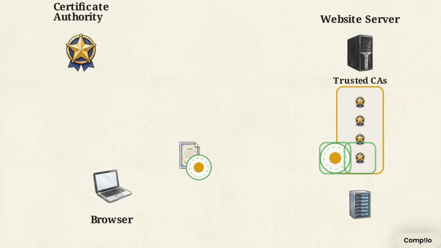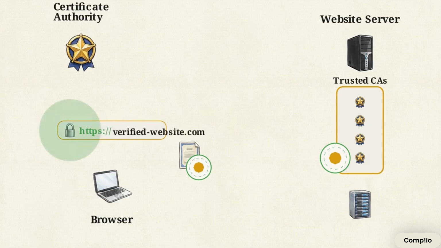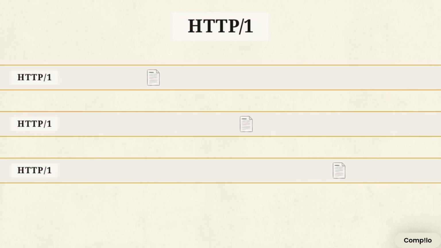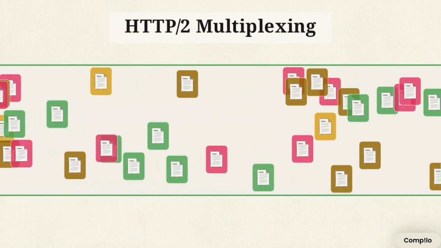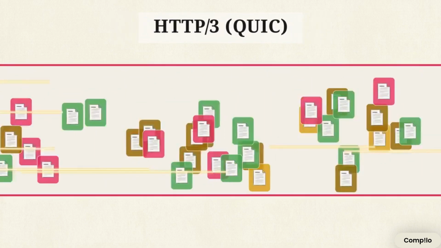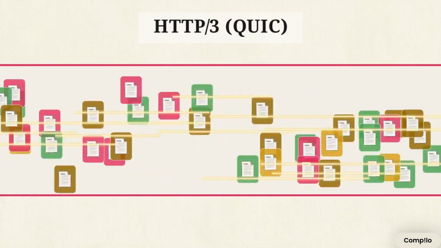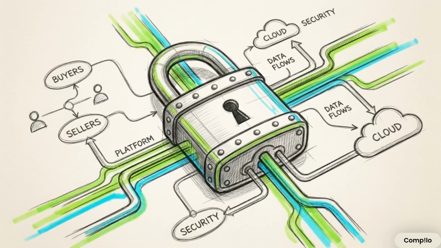A successful match triggers the padlock icon in your address bar, signaling that the connection is both encrypted and verified. Subsequent iterations of the protocol have focused on speed. HTTP/2 introduced multiplexing to handle multiple requests at once, and HTTP/3 uses a protocol called QUIC to establish these secure links faster. This combination of encryption and verified identity is the base layer of trust for digital commerce.